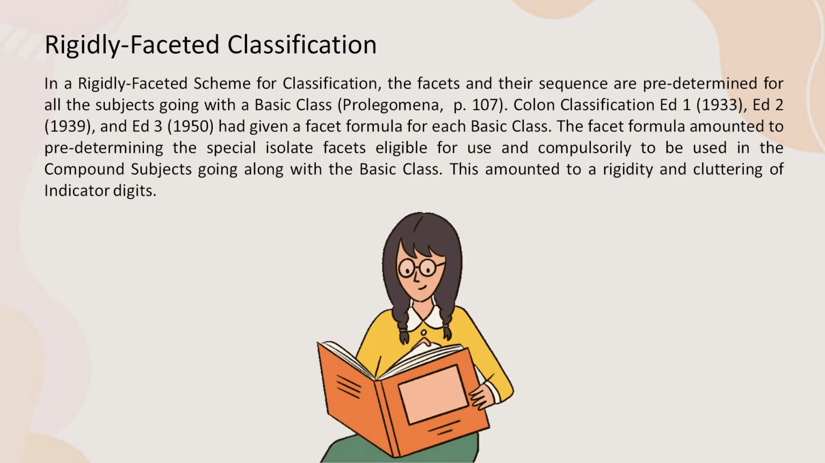In a rigidly faceted scheme for classification, the facets and their sequence are predetermined for all the subjects going with a basic class. Colon classification edition 1, edition 2 and edition 3 had given a facet formula for each basic class. The facet formula amounted to predetermining the special isolate facets eligible for use and compulsorily to be used in the compound subjects going along with the basic subject. This amounted to a rigidity and cluttering of indicator digits.